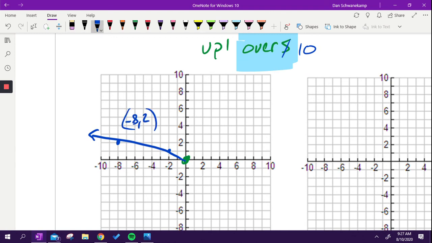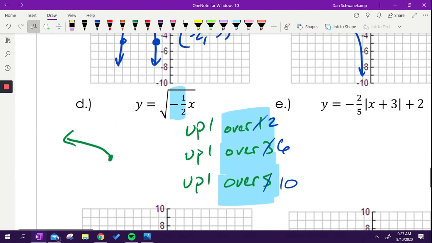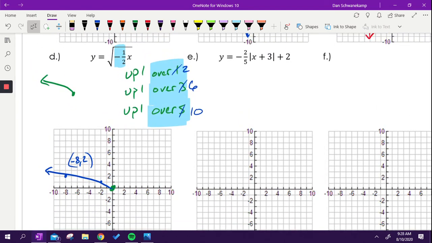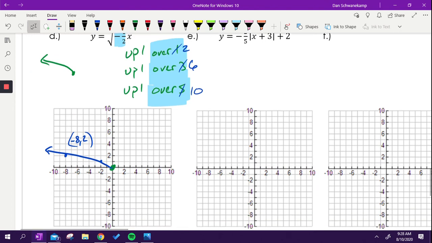I'm going left 3, up 2. You've got this 2/5, and that 2/5 makes kids sad, okay? Because now it's a vertical stretch. So normally I would go down 1 over 1, down 1 over 1, down 1 over 1. That would be my normal pattern. Well, here I need to go down 2/5 over 1, down 2/5 over 1, down 2/5 over 1. It looks really weird, okay?